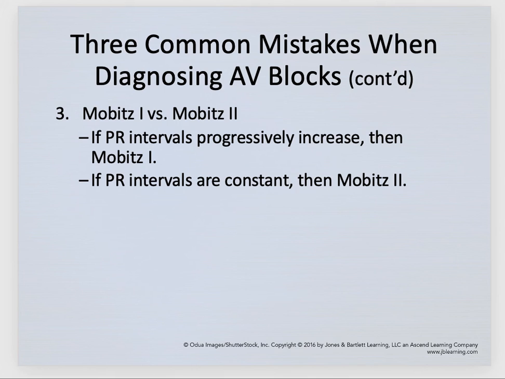Mobitz Type 1 versus Mobitz Type 2, what is the difference between these? If the PR interval progressively increases, you call it Mobitz Type 1. I like to use the word Wenckebach, which is the same, because, again, the goofy name and the goofy rhythm. If the PR intervals are constant, we're going to go with the Mobitz Type 2.